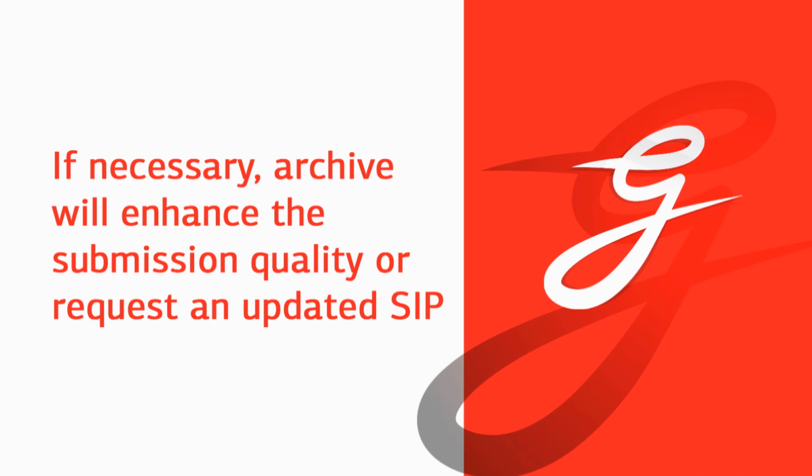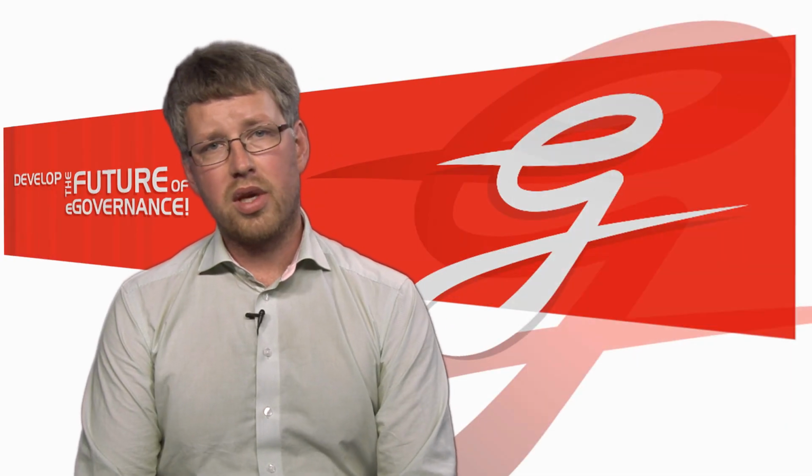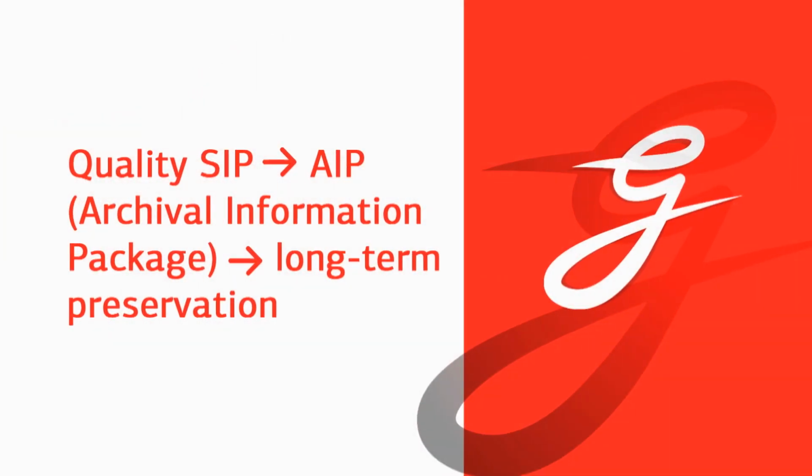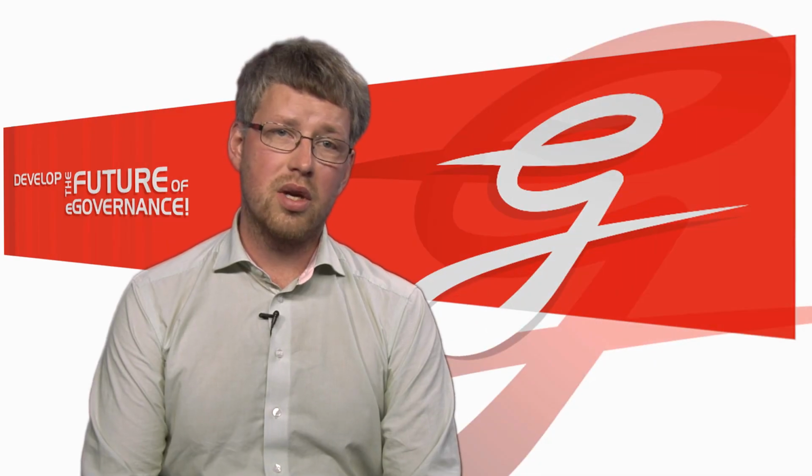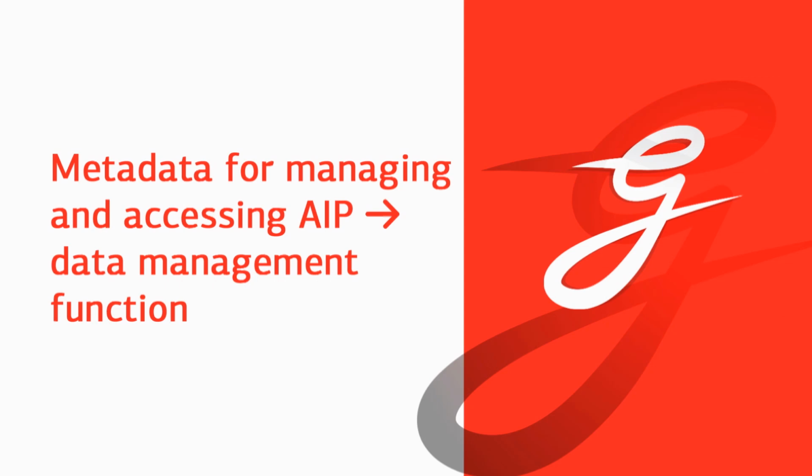the original producer. If the SIP is decided to be of sufficient quality, it is reformatted into an AIP, an archival information package, which is then forwarded to the archival storage function for long-term preservation. At the same time, crucial metadata needed to manage and access the AIP is extracted and forwarded to the data management function.